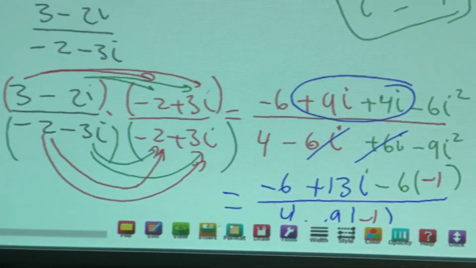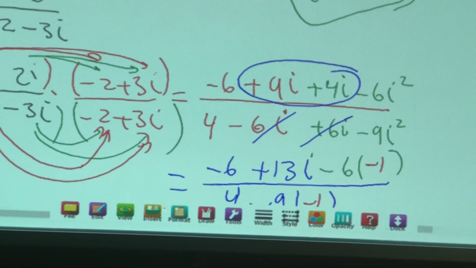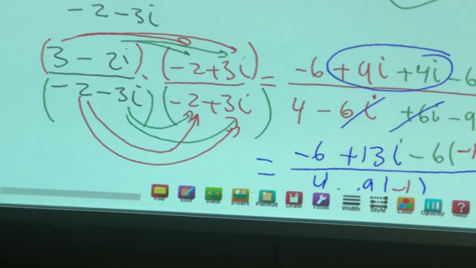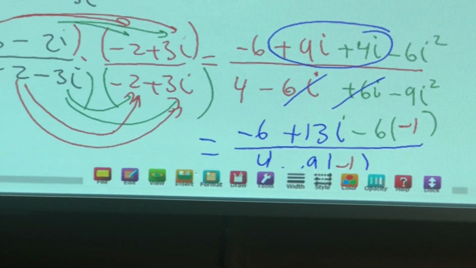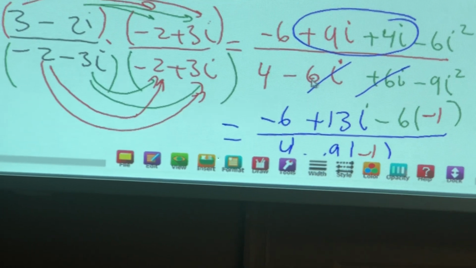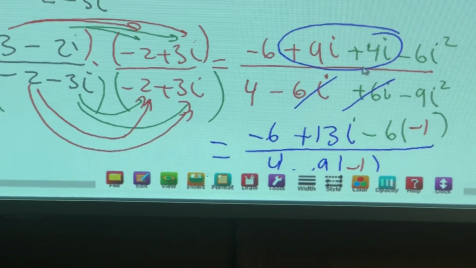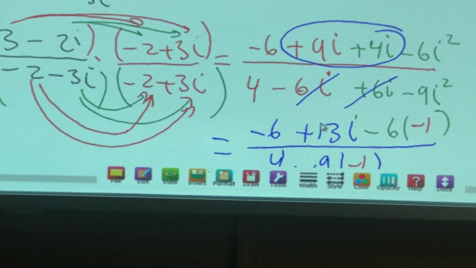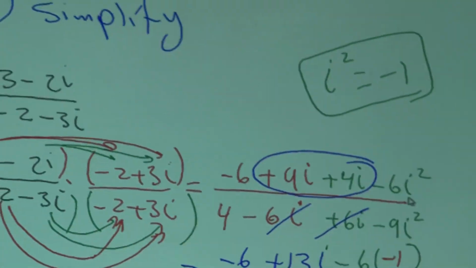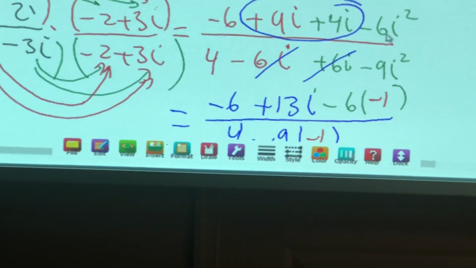Okay. Foil the top. Negative 6 plus 9i plus 4i minus 6i squared. Foil the bottom. 4 minus 6i plus 6i minus 9i squared. In the denominator, quickly cancel plus 6i with negative 6i. In the top, negative 6. Combine the middle terms, 9i plus 4i, 13i. Also, don't forget to replace i squared by negative 1. I give it to you here. You see that? i squared is always equal to negative 1.